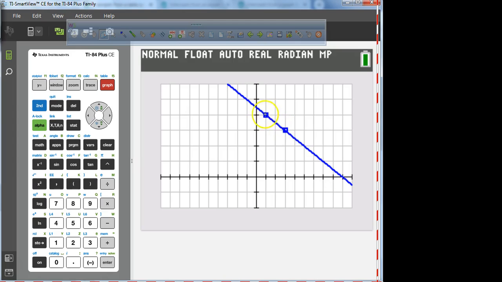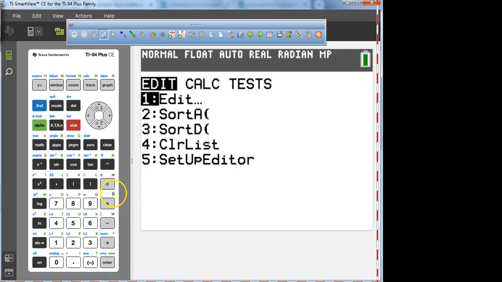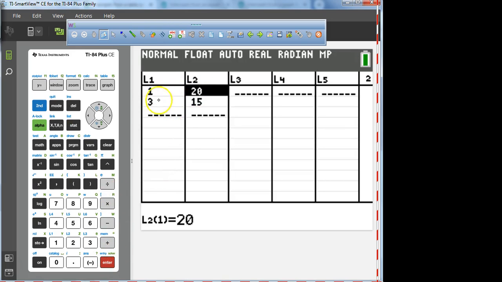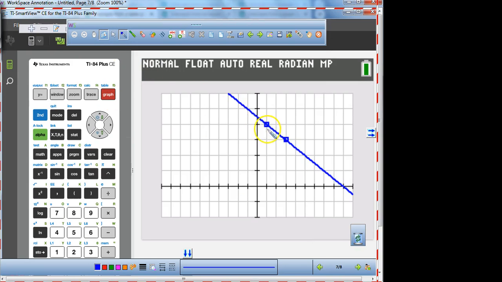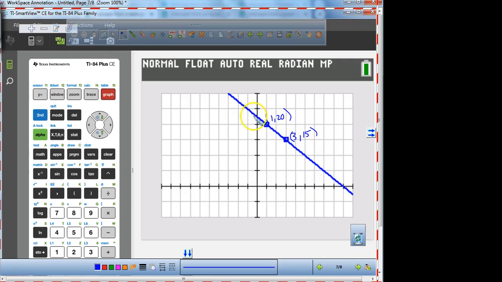There's our 2 points that I put in our table. If you look, stat, edit, 1 20 through 3 15. That's what these points represent. This point right here represents a 1 and a 20, and this point right here represents a 3 and a 15. I have my stat plot. My stat plot is on right now, so you can see those points, and you can see where it hits right here on the y-axis that is at a 0 and a 22.5.